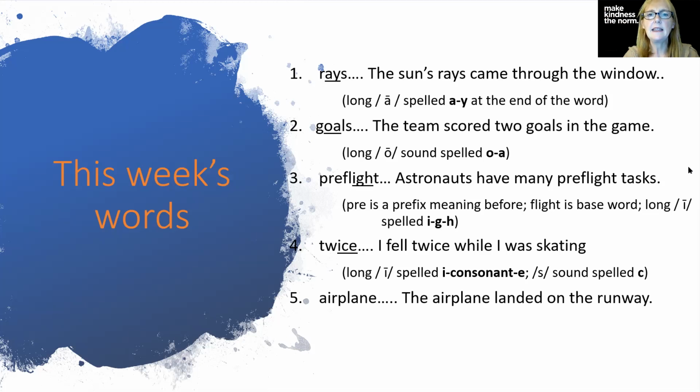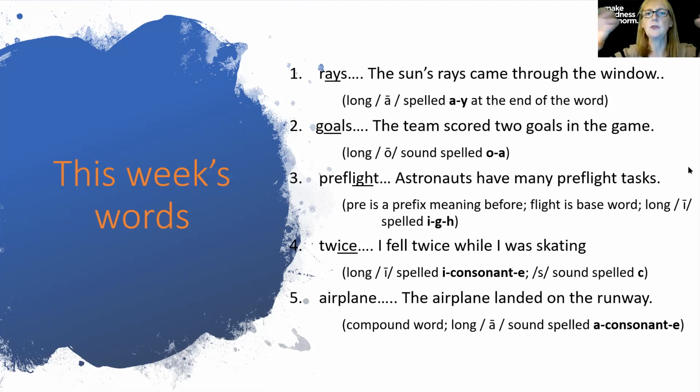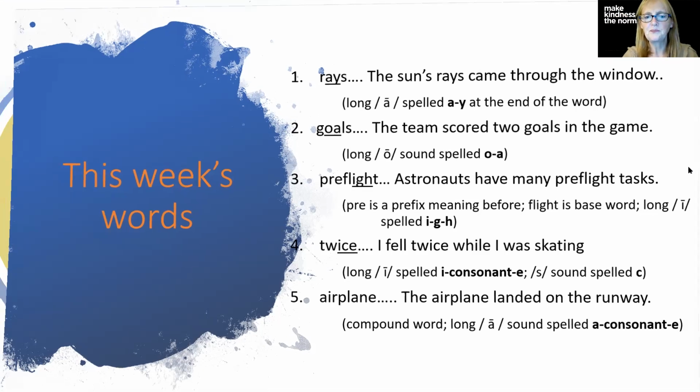Airplane, the airplane landed on the runway. Airplane is a compound word. Airplane, 2 separate words pushed together. The long A sound in plane is spelled A, consonant, the N, and then a silent E.